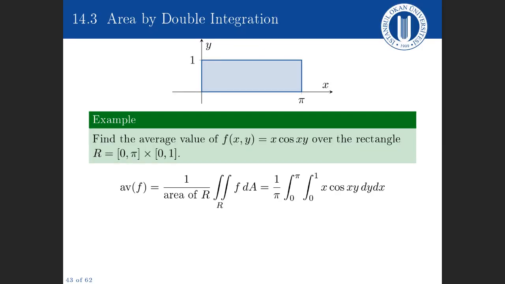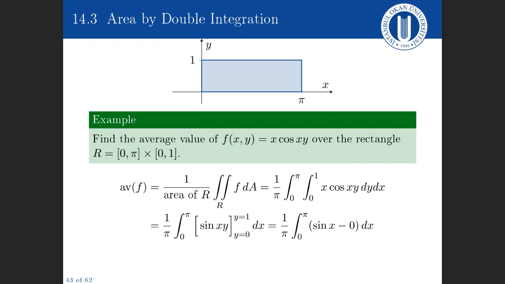That's 1 over pi, integral from 0 to pi, integral from 0 to 1, x cos xy dy dx. And I'm doing dy dx because it's going to be easy to integrate this with respect to y. There's only one y here, but there's 2 x's, so doing it this way is going to be easier.